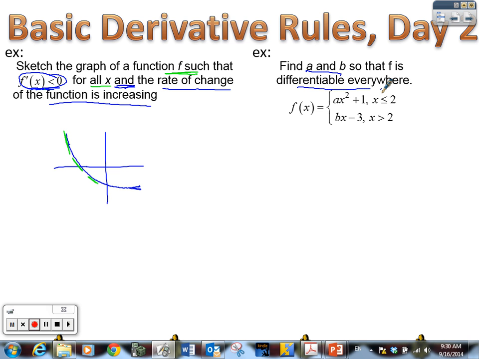Now, differentiability, there's two things for differentiability. First of all, does it have to be continuous to be differentiable? Yeah, we have to do the continuous part that we did before. We still have to do that step. We have to force those to be continuous, and we do it the same way. We would set them equal to each other at 2. Okay, and we'll get an equation. So that is also true.